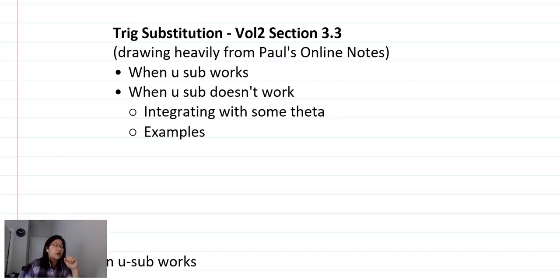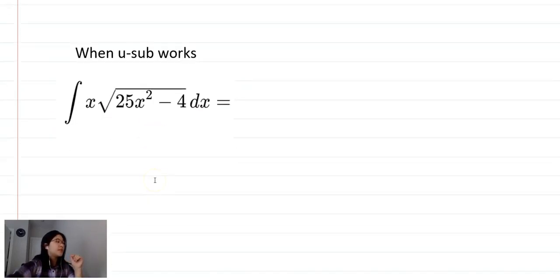Alright, so, welcome back. We're looking at trig substitution, and we're looking a lot at what Paul's Online Notes has to say about this because I just like the way that they explain it. We're looking at a couple examples of when u substitution does work, and then we'll look at when it doesn't work, and then we'll do some more problems. The goal here is to recognize the difference between when we want to use substitution and when we want to try a different strategy. So, here we go.